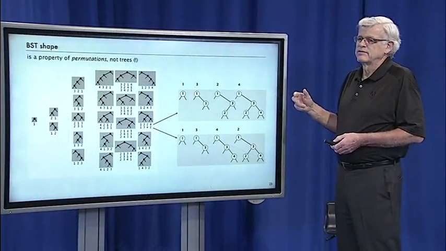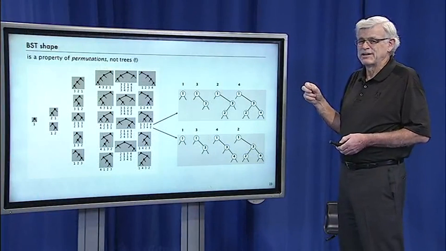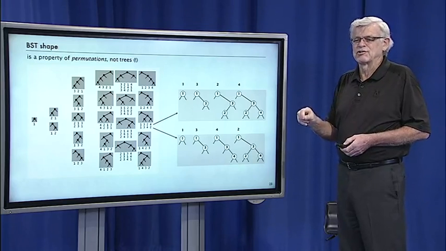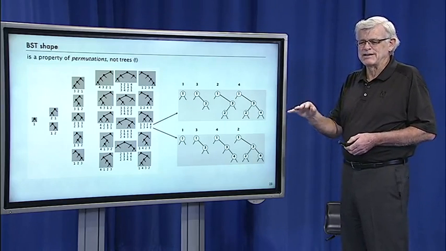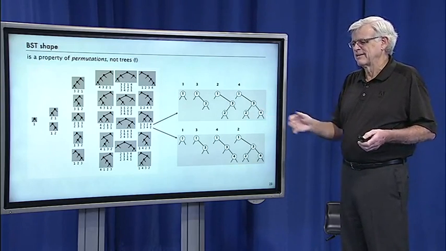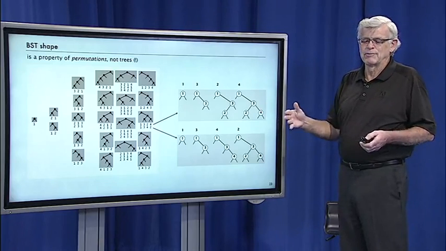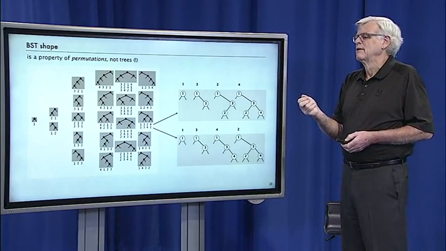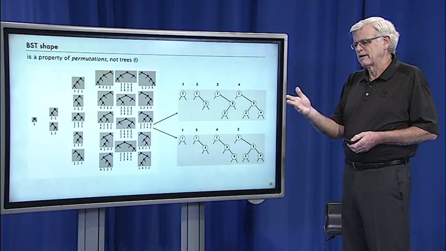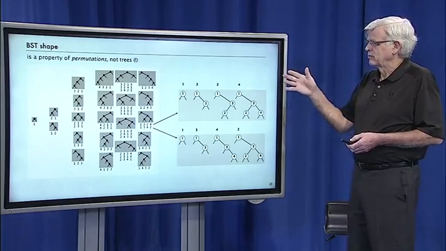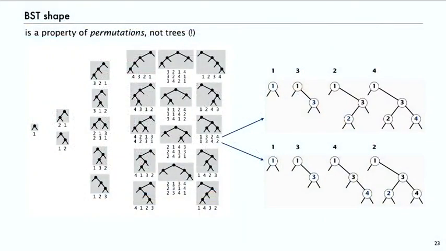Now, the key thing is that when you're analyzing binary search trees, the shape of the tree is a property of permutations, not trees. Our input model is a random permutation. That's things in arbitrary order, in factorial possibilities. When we're talking about a random binary search tree, we're talking about one out of a Catalan number of possibilities, which is way less. So that's really important to remember: we're talking about a property of permutations, not trees.